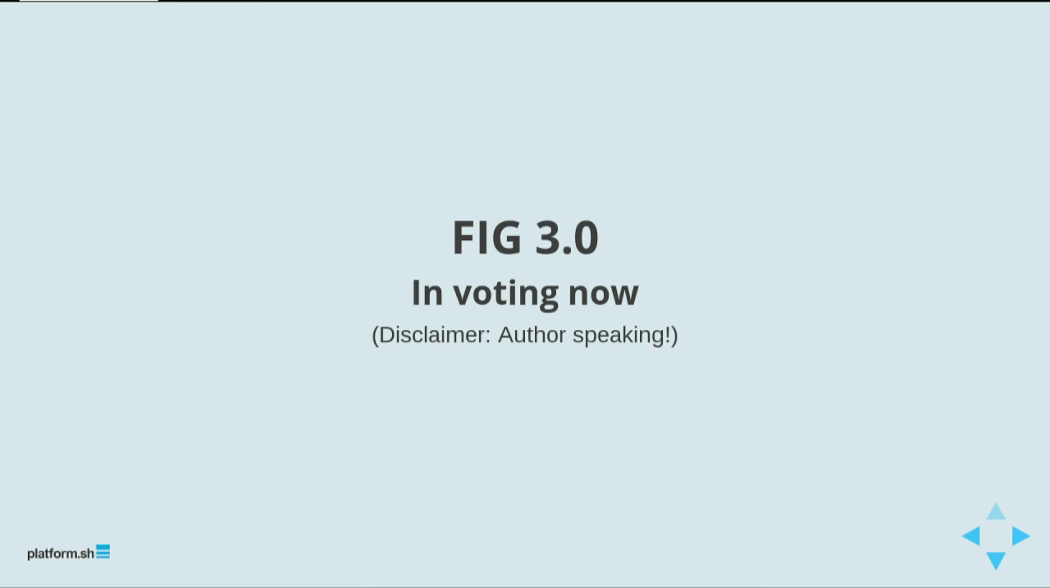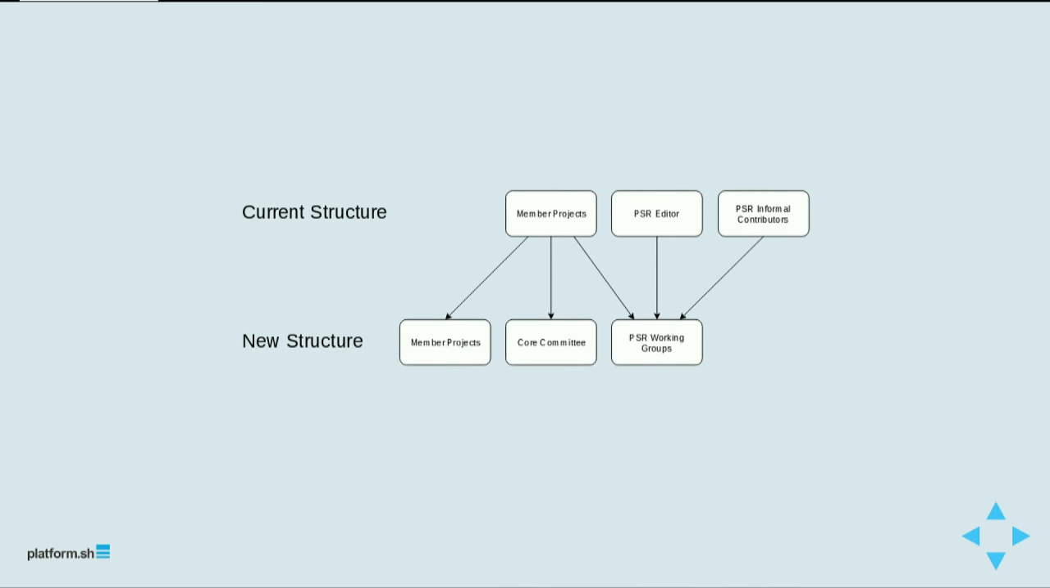The way to try and address these problems that we identified is basically embrace the fact that we're a standards body and model ourselves on other standards bodies that have figured out how this works, in particular, the IETF. So we still have member projects, but since most of the member project representatives don't actually do anything on a regular basis, we add what we're calling a core committee, which is an elected group of people, elected by project representatives and everyone else working on PSRs, everyone involved in FIG, who are then basically required in their job description to be paying attention and to look at the big picture of FIG, the big picture of several specifications.